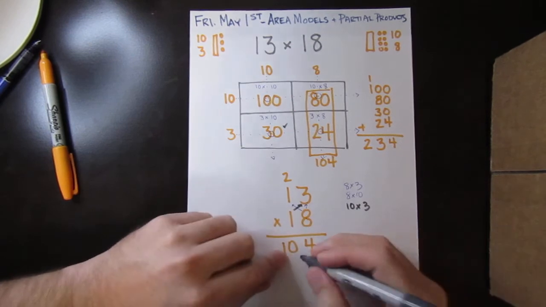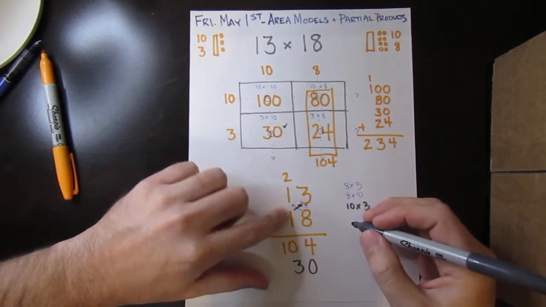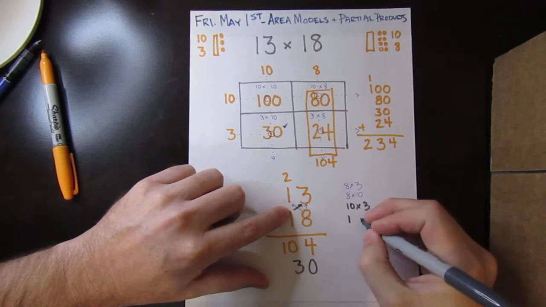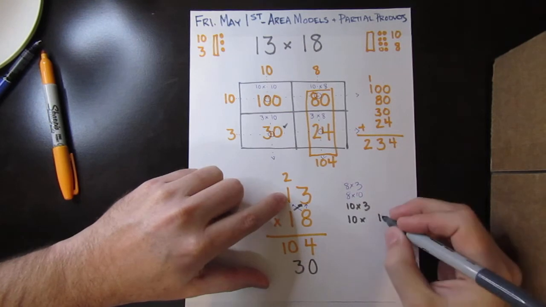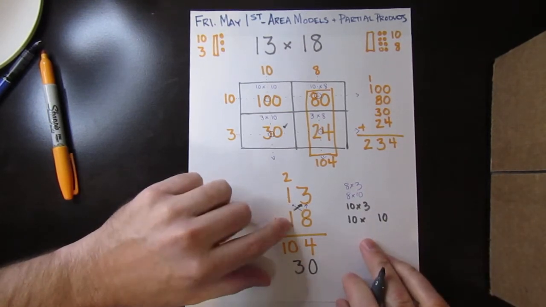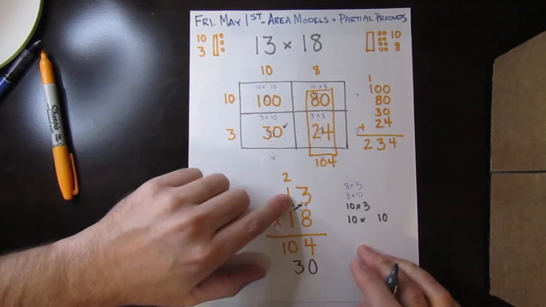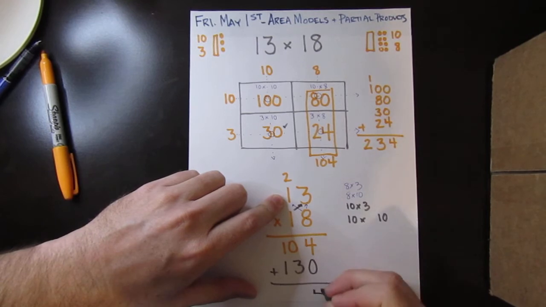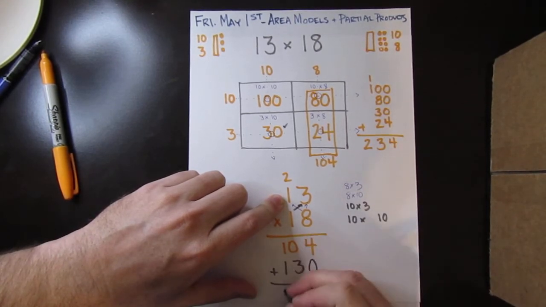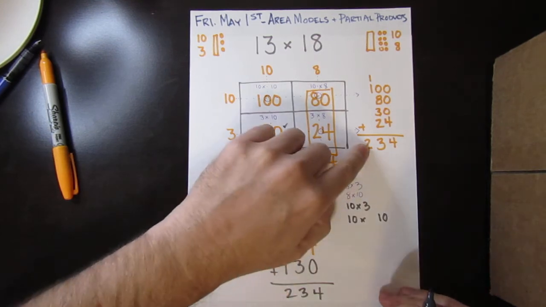So 1 times 3 is 3. We're going to write our 3 down here. Next up, 1 times 1. Okay, but this is not a 1 times a 1. That's absolutely false. This is a 10, and that's a 10. So we're going to multiply 10 times 10, which we've already done up here, right? 10 times 10. Anyhow, 1 times 1 is 1. We add all that up. 4 plus 0 is 4, 0 plus 3 is 3, and 1 plus 1 is 2. We come up with the same answer of 234 that we did here.